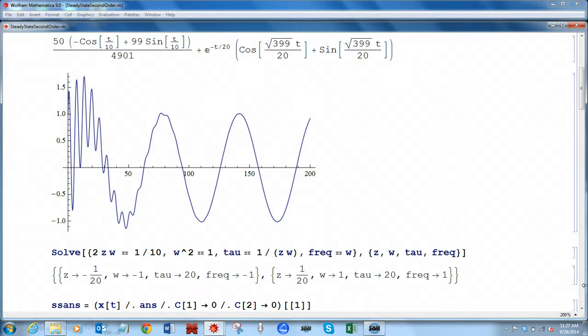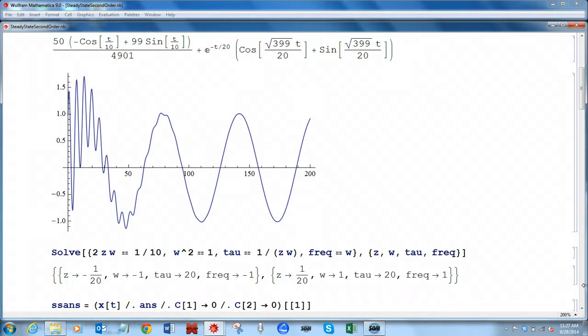The transient. Very good. This is the transient. Why is it lasting so long? Because you got a small zeta. What's the time constant? You remember what the time constant in terms of zeta and omega is? 1 over zeta omega.